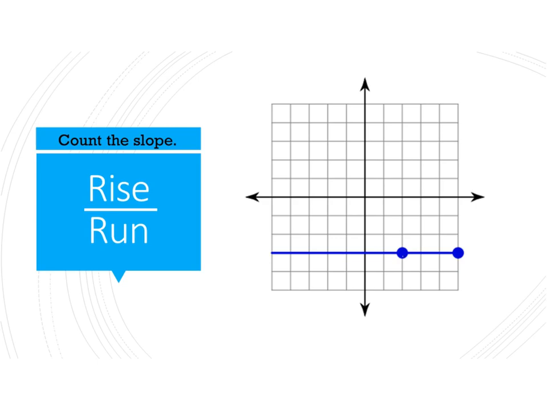Left to right, it rose 0, so it didn't go up at all, or down, and then it ran 3. 0 divided by 3 is 0, and if you don't believe me, check your calculator. So this is a 0 slope.